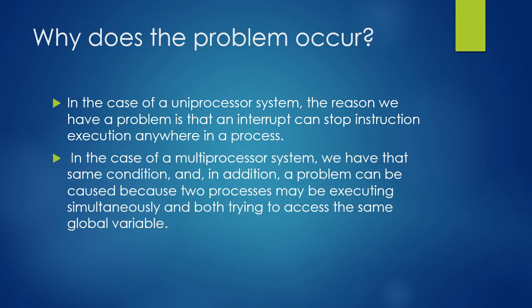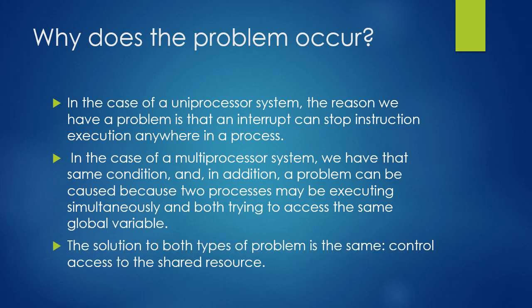In the case of a multiprocessor system, we have the same condition, and in addition, a problem can be caused because two processes may be executing simultaneously and both are trying to access the same global variable. However, the solution to both types of problem is the same. Control access to the shared resource. Allow only one process to access a shared resource.